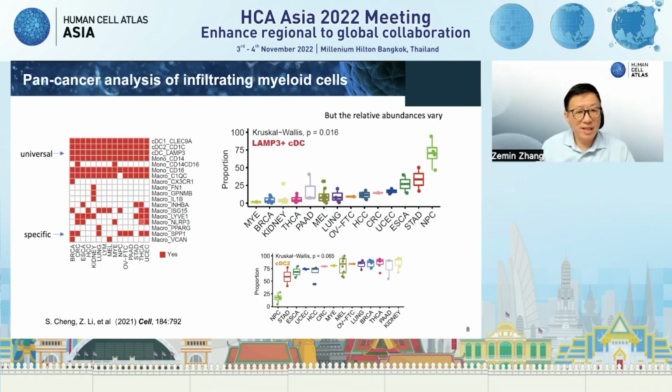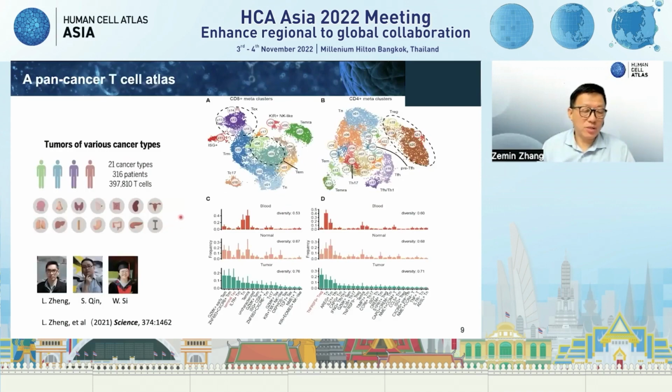So clearly there is a big variation of tumor infiltrating immune cells, at least myeloid cells, across cancer. How about T cells? Using a similar approach, we constructed a pan-cancer single T cell atlas by combining all possible published data sets, and we supplement those with our newly generated single T cells. At the end, we collected data for 316 donors representing 21 major cancer types. After quality filtering, we obtained data for about 400,000 T cells.